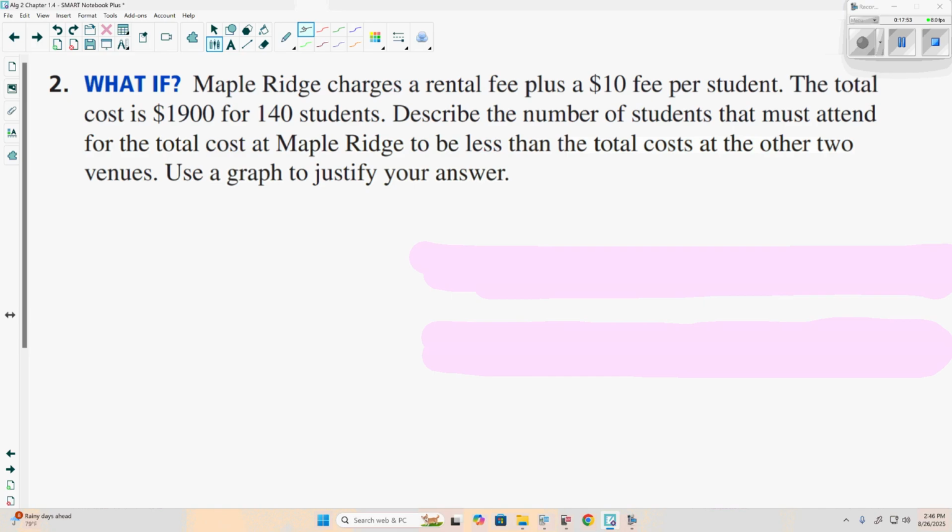Last one we're going to look at. What if Maple Ridge, so we're adding a third venue in, charges a rental fee plus $10 per student? The total cost is $1,900 for 140 students. Describe the number of students that must attend for the total cost at Maple Ridge to be less than the total cost at the other two venues.